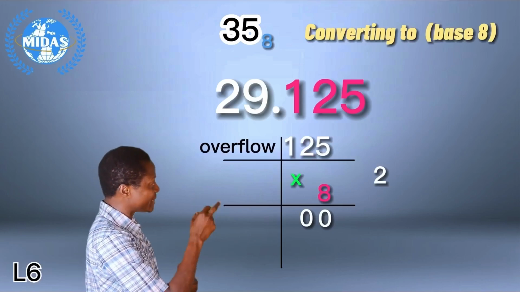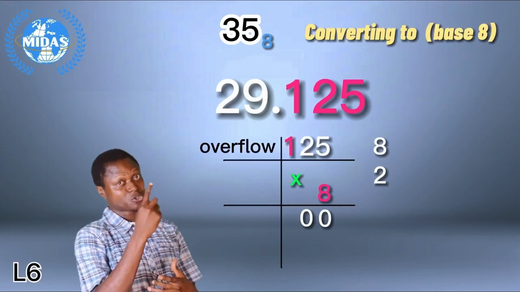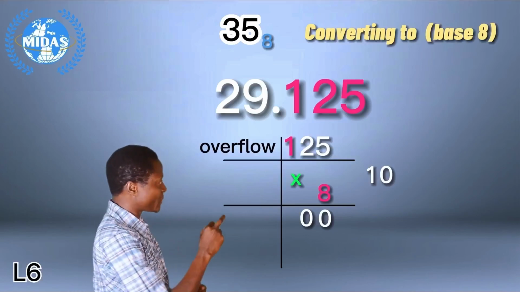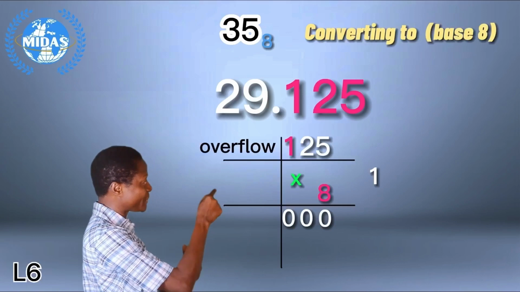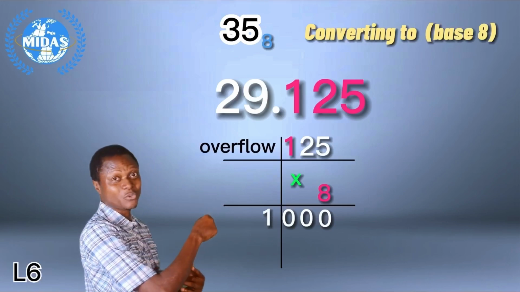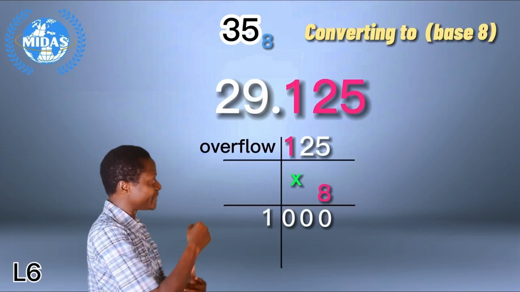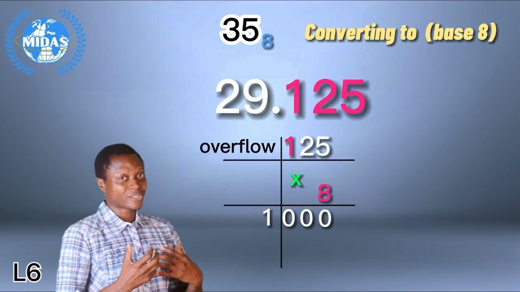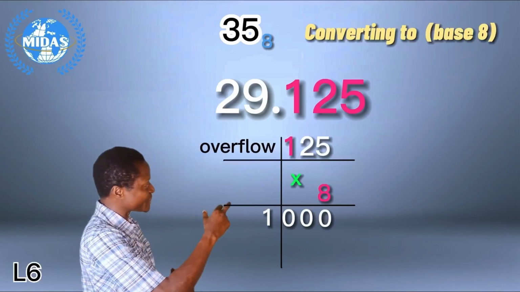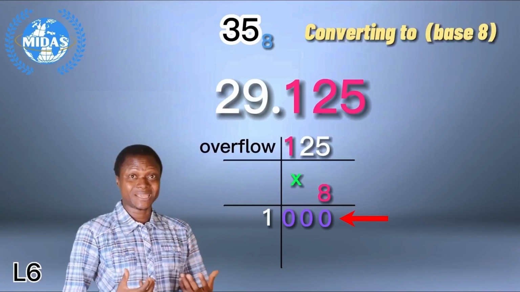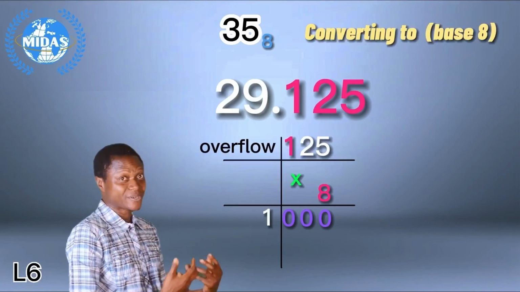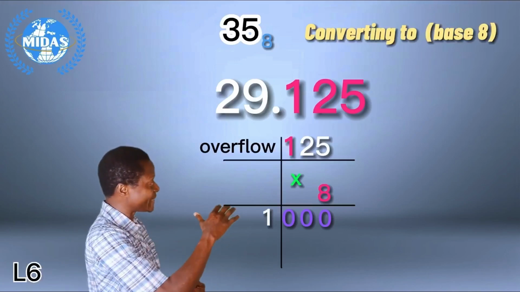Now 8 times 1 is 8, plus that 2, making 10. We can't write 10, we write 0 carry 1, but because we have the overflow, that 1 will now enter the overflow. So we have 1 in the overflow. Now the moment you get to a point where you have 000 on this side, you don't need to start multiplying again, because if you multiply it will keep on giving you 0, so there's no point. It means you have gotten to the end of it.